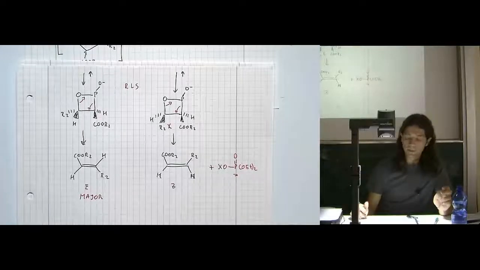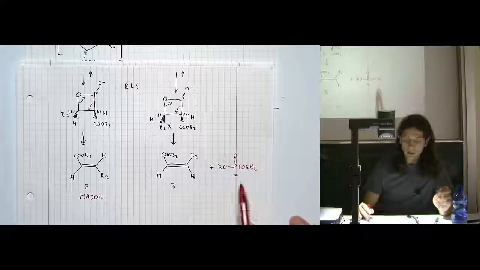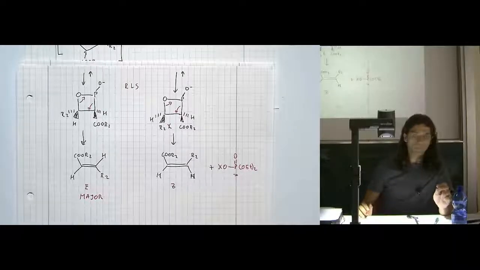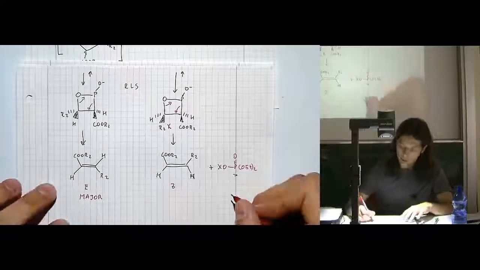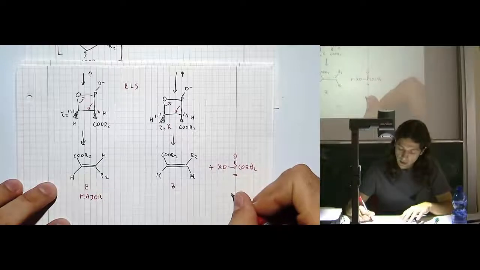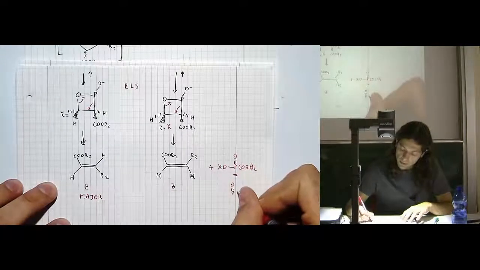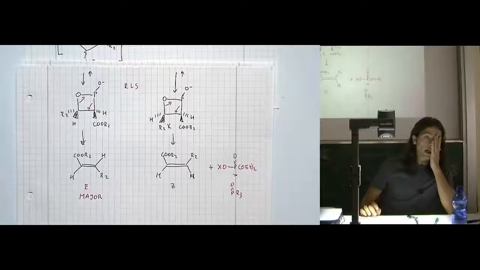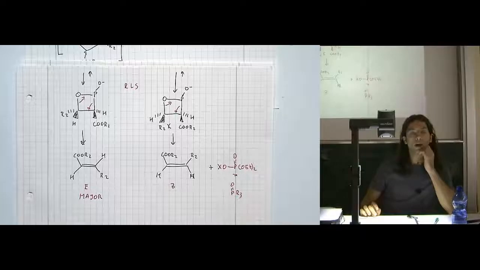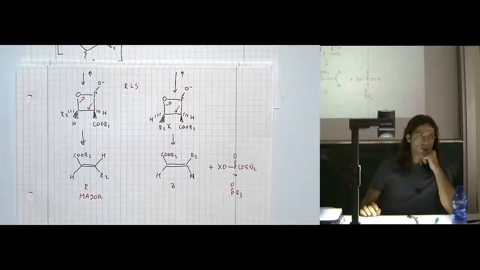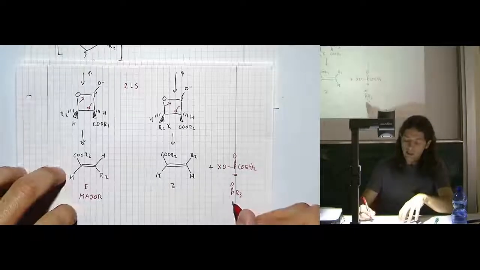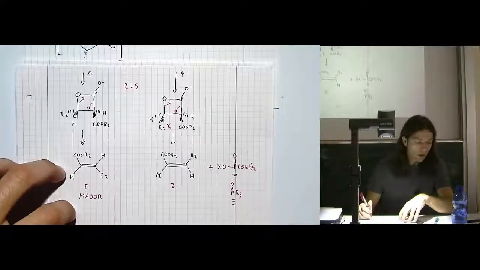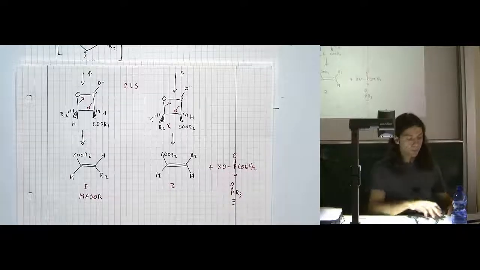Sometimes the corresponding derivative from the Wittig reaction, which, if I haven't mentioned before, is R3P=O, is too organic to be removed only with water from an extraction, and therefore most of the time it is necessary to remove it with column chromatography. Okay.